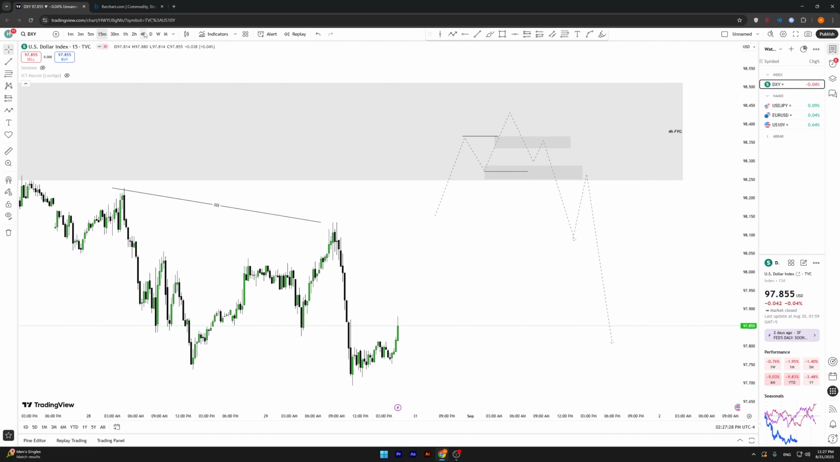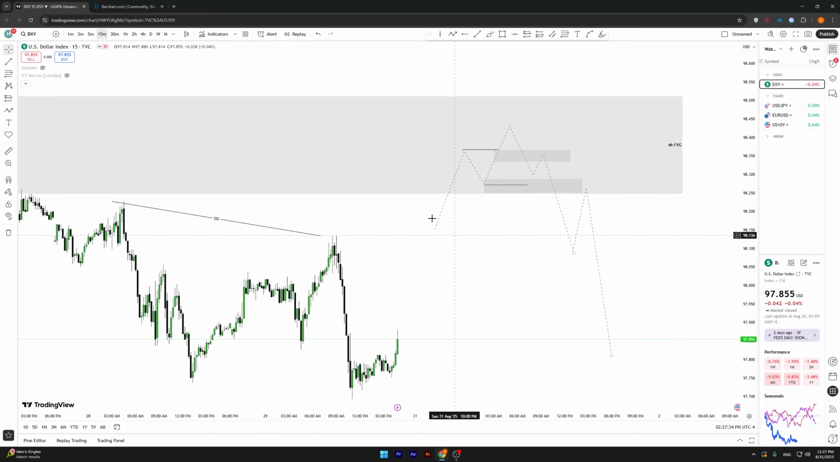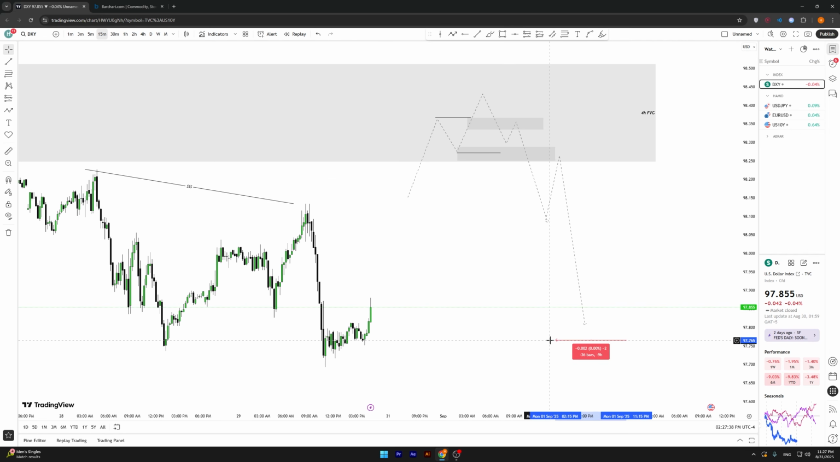So first I will wait for a CRT model at 4-hour. If price prints a clear CRT model, then I will enter, and if price doesn't, then I will wait for a clear 15-minute model.